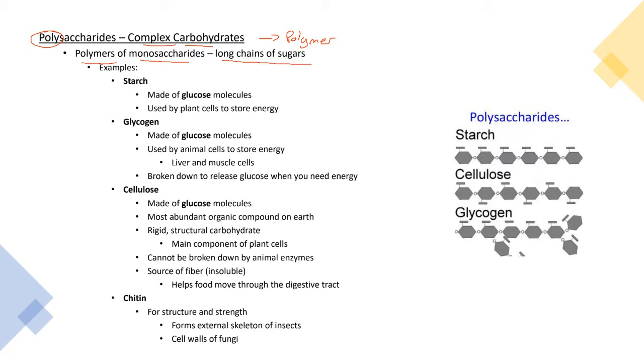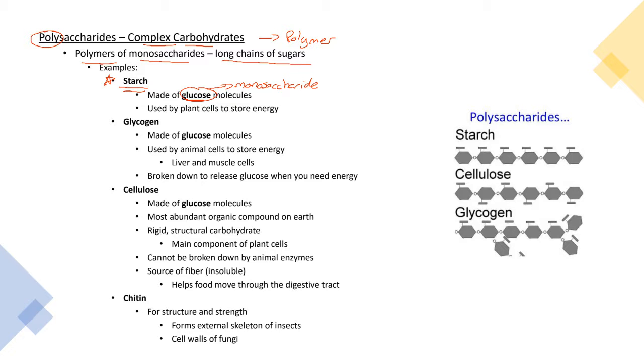Examples of polysaccharides: starch. Starch is what you eat in order to get some energy. It's in potatoes, for example, and in your pasta. Starch is made of glucose molecules. So a bunch of glucose together, you make starch. Now remember, glucose is a monosaccharide. So you put monosaccharides together, you make a chain of sugars. That chain of sugars is going to be a polysaccharide.